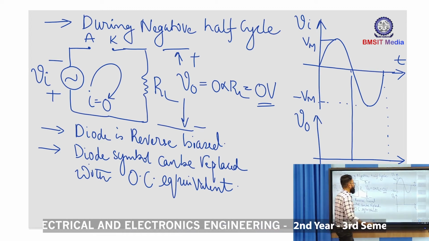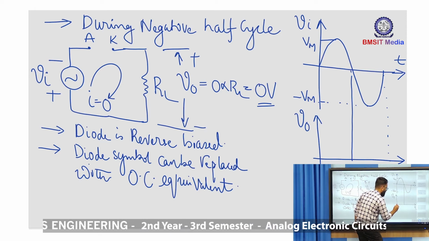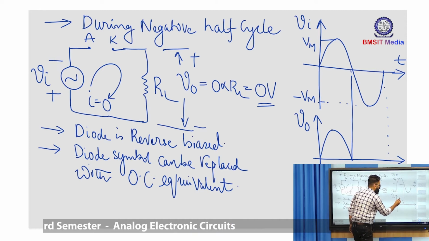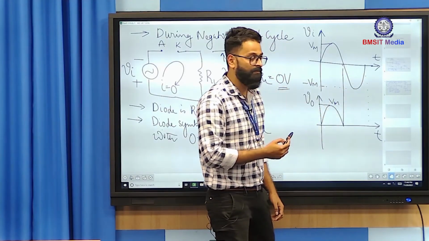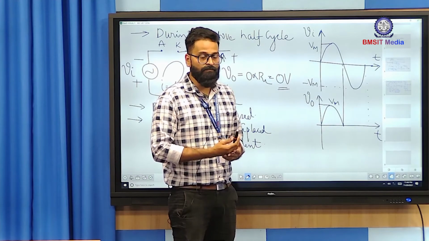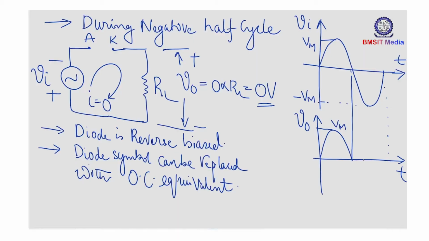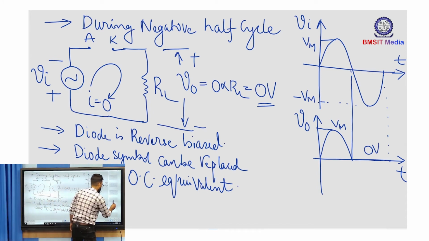Okay. So for the positive half cycle, the diode conducts and therefore the voltage is available across the load resistor, and the maximum value of voltage will be Vm. And during negative half cycle of the input, the diode gets into reverse biasing mode, hence the diode stops conducting, and therefore the voltage across the load becomes 0. So this is the waveform of the half wave rectifier circuit.